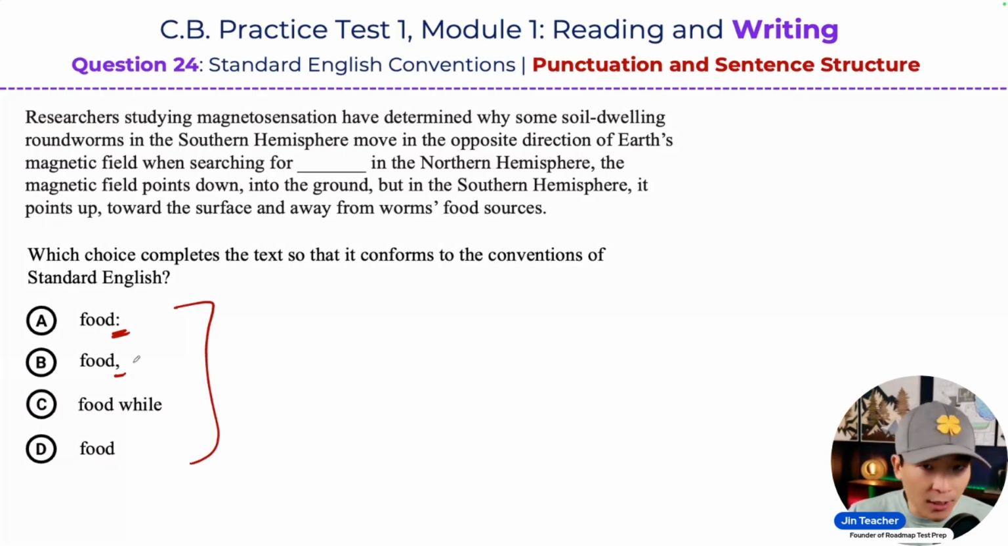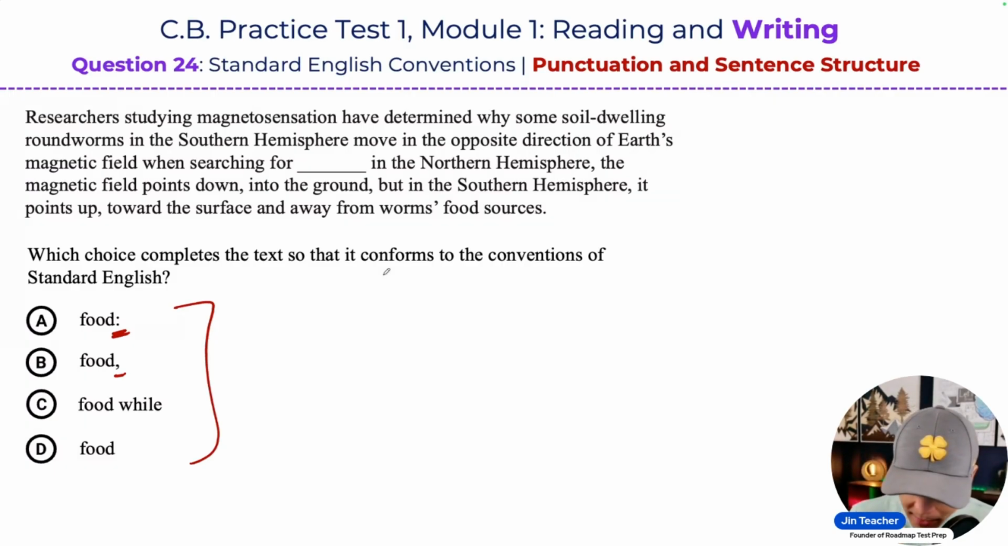Now, what is sentence structure? Sentence structure is basically the way that the sentence is built. On the SAT, you want to make sure that you have a grammatical sentence. In other words, you want to make sure that the sentence is built or structured correctly, right? The two most common types of sentence structure errors that you'll encounter on the SAT are run-on sentences and sentence fragments.